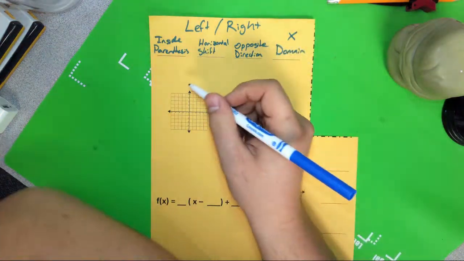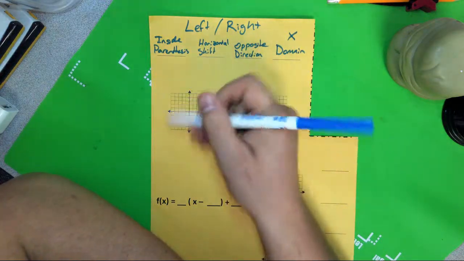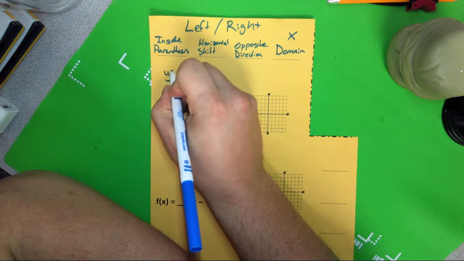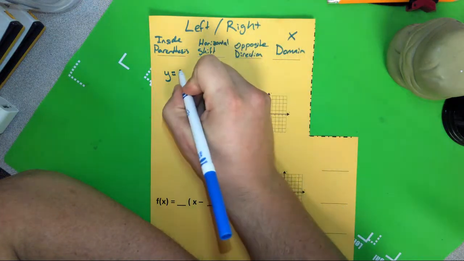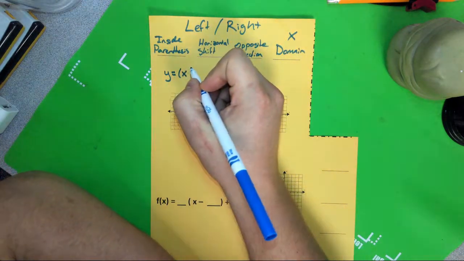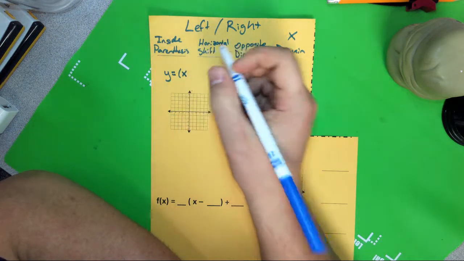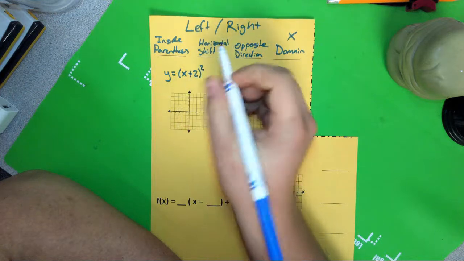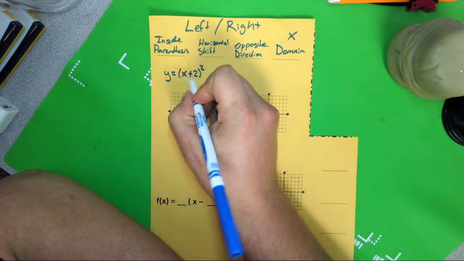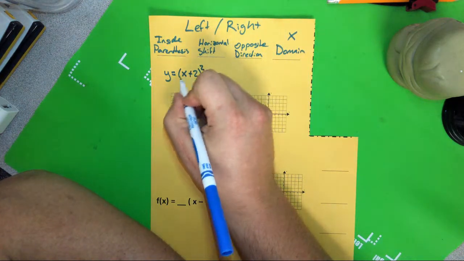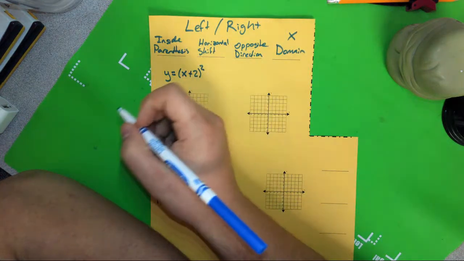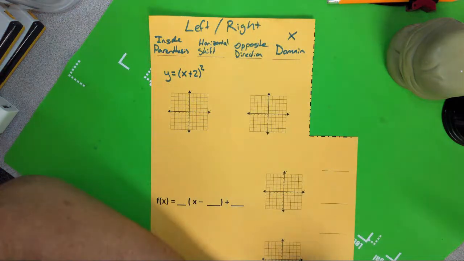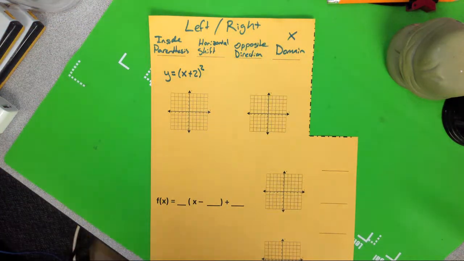So, let's start us off here. We've got an example we're going to do right here. We've got the equation y equals, and then we're going to have x plus 2 squared. Notice, this is inside the parentheses. All right, we're going left and right. It's always inside the parentheses. That's our x direction. Now, let's graph it down here. Let's actually use our calculator.